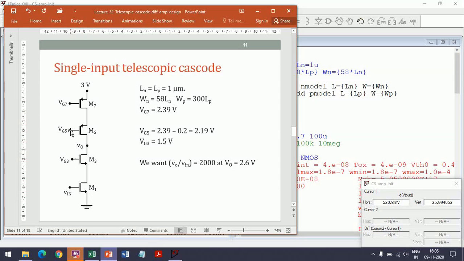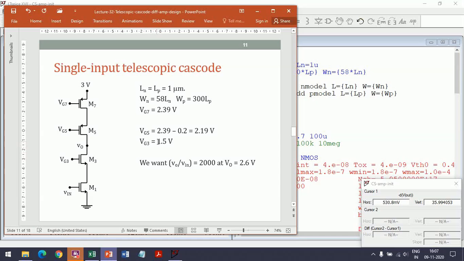We cannot make VG5 lower because we need VO max to be 2.6, and if we make VG5 lower, VO max will go down. VO min is like whatever, 2.3 volts, right? So which means that VG3 can be very high, and the higher VG3 is, the higher VD1 is, and the higher the lambda of M1 will be. So I have just taken some in between value.